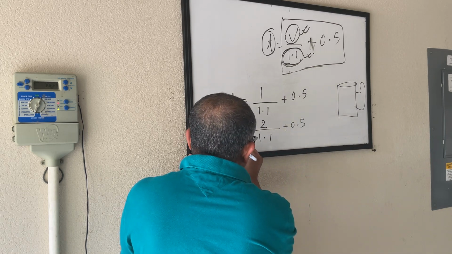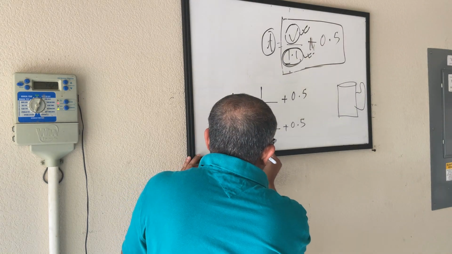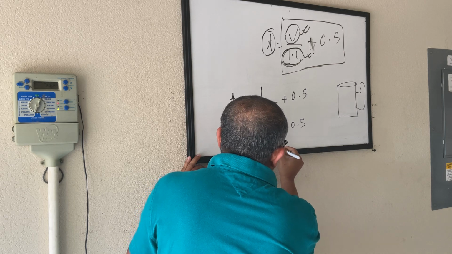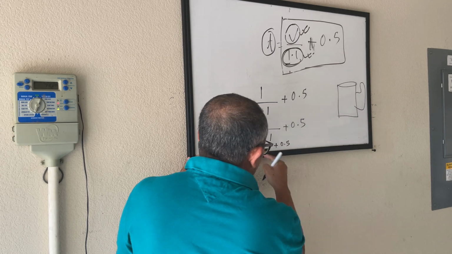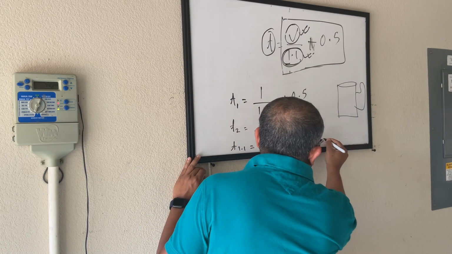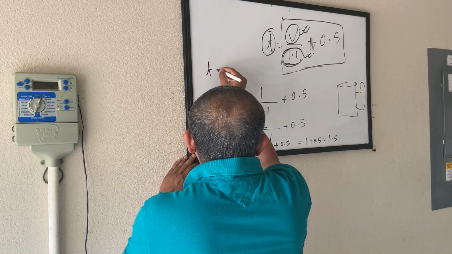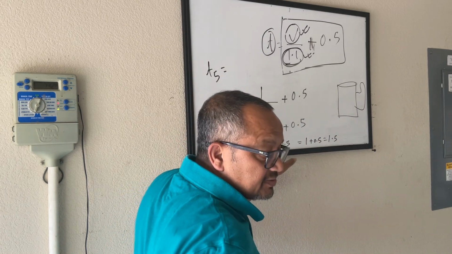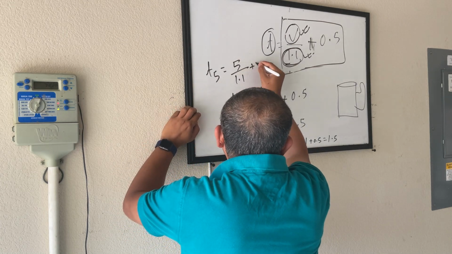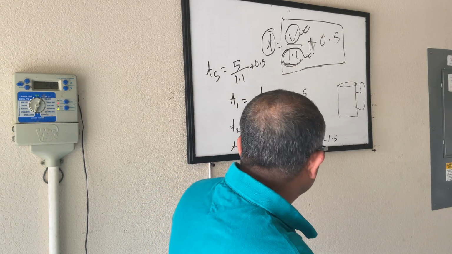How about 1.1 cup? It becomes 1.1 divided by 1.1 plus 0.5. Or this becomes 1 plus 0.5. That is 1.5 minutes. How about 5 cups of water? I'll put a 5 here. 5 by 1.1 plus 0.5. These are the options I have.